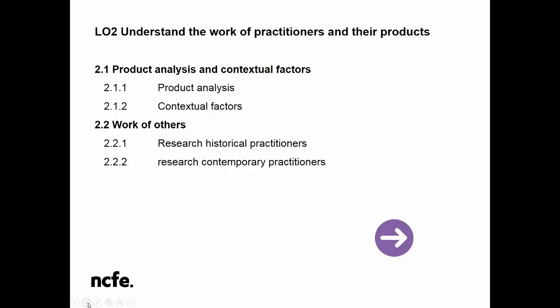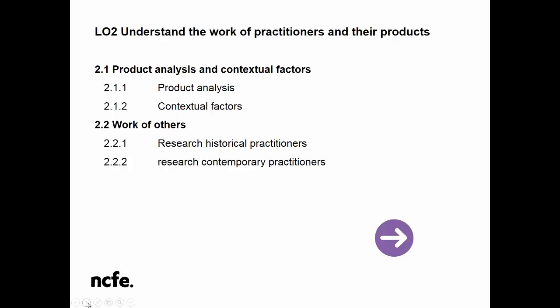So if we move on to 2.2, the specification states that learners must know and understand the work of others and their products through researching one historical practitioner and one contemporary practitioner from within each of the different disciplines. So that's 2 from each of the disciplines that are listed before. There's 7 of them. So that sounds like a lot, 14 in total.